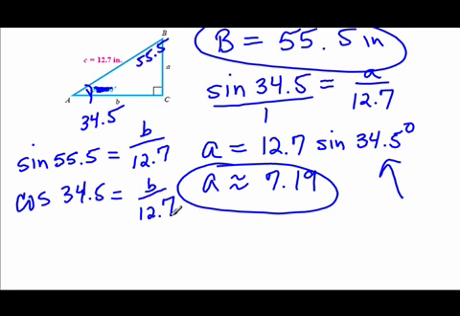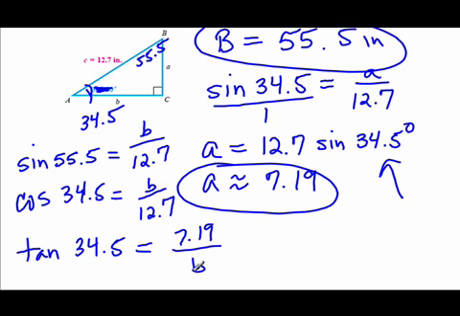And now that you've already figured out little a, you have a third choice. You could say the tangent of, let's say, 34.5 equals opposite side A, which you now know, 7.19 over B, which is what you're looking for. So you have choices. Pythagorean theorem, one of these, doesn't matter to me. If done correctly, we'll all end up with the same solution.